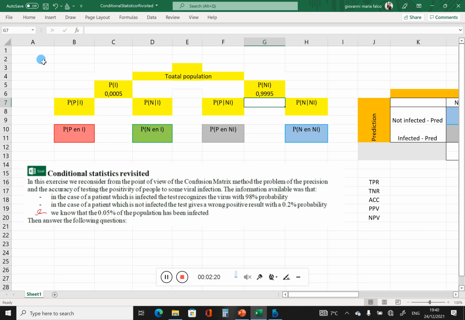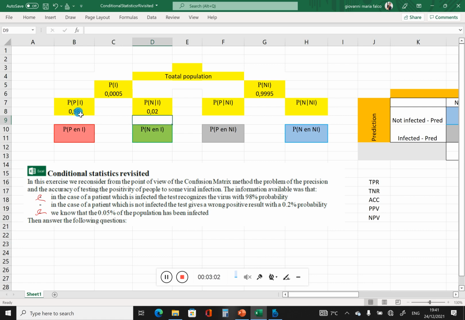Then it is also said that in the case of a patient who is infected, the test recognizes the virus in 98%. So this is the probability to be tested positive in the case that you are infected. So here we can put equal to 0.98. Okay, and this means that the probability to result negative at the test, given that you are infected, must be equal to 1 minus this probability.